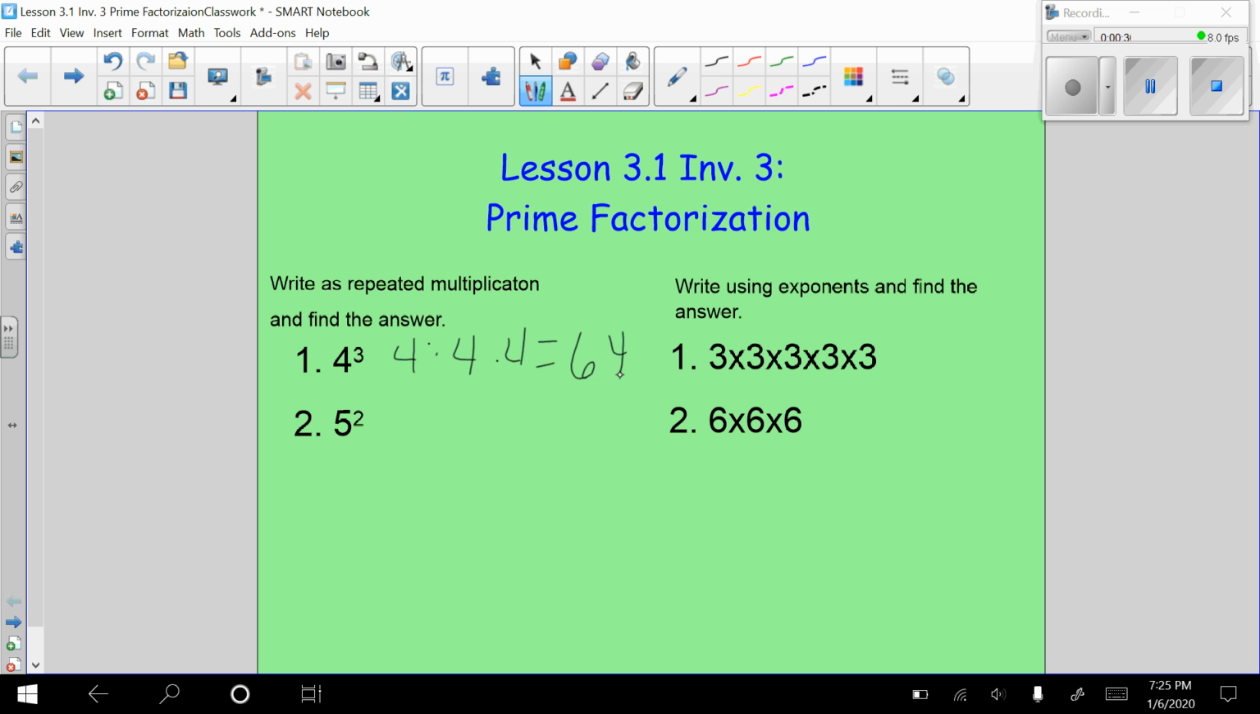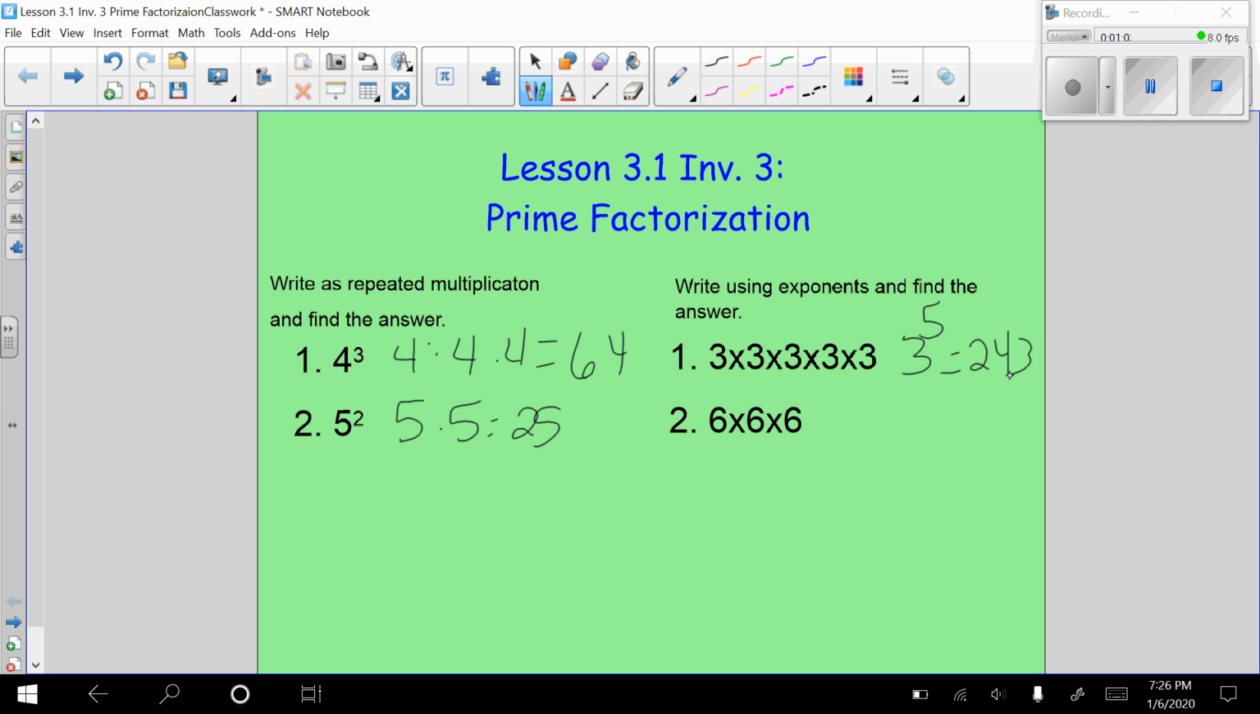5 to the second power would be 5 two times. 5 times 5, which equals 25. Now to go the opposite direction and write them as exponents, remember, what's being multiplied is your base number. That's the big number, 3. How many 3's do we have there? 5. That is my exponent. And if I wanted to find the answer, I would multiply 3 five times to get that answer. 3 to the fifth power equals 243.